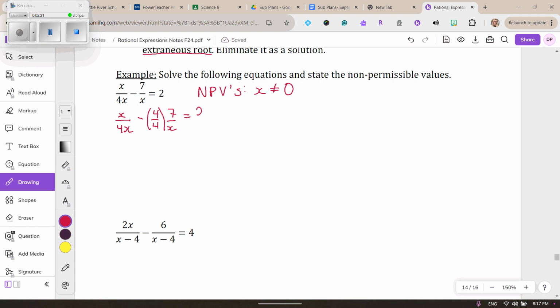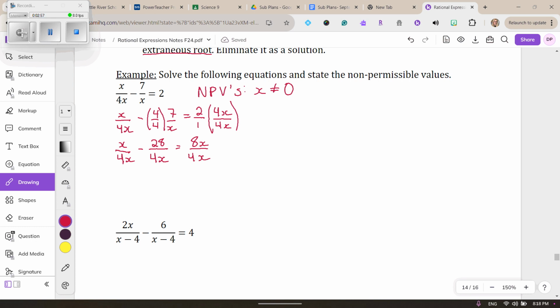And then this 2 also needs a 4x on the bottom. I can put it over top of 1 to help me with my multiplication. I need to multiply it by 4x. So let's multiply those through and see what we end up with. We have x over top of 4x. 1 has not changed. Then we have 28 over top of 4x. And then we have 8x over top of 4x.